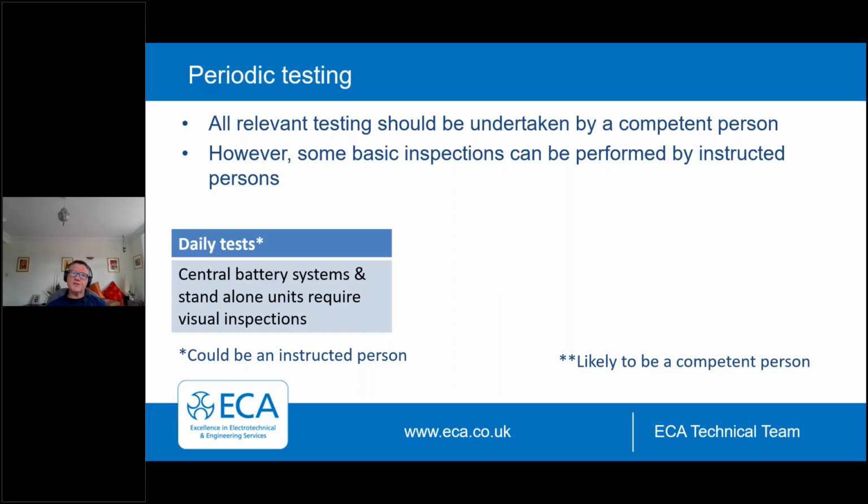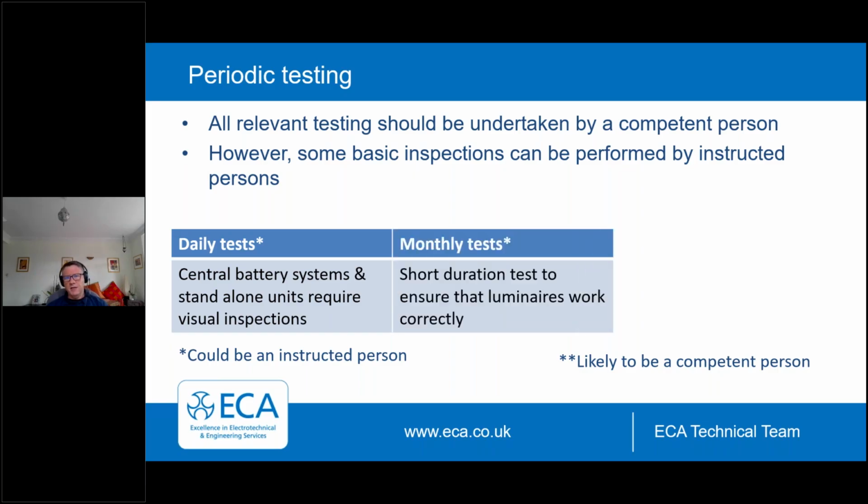But that is a requirement if you have a central battery that you perform daily tests. That's a daily manual test. Of course, you may have an automatic system where you don't need to worry about somebody walking around. Monthly tests are a requirement, short duration tests to ensure that luminaires work correctly. All this detail, of course, can be found in section 12 of BS 5266. But it is a recommendation that monthly tests are performed and a partial test is performed, short duration test to ensure that luminaires work.